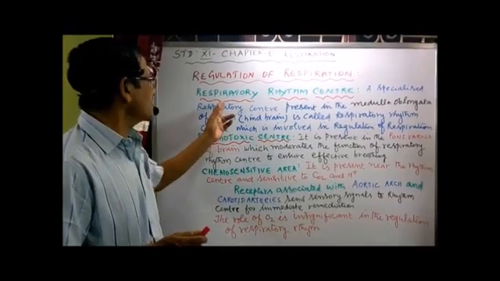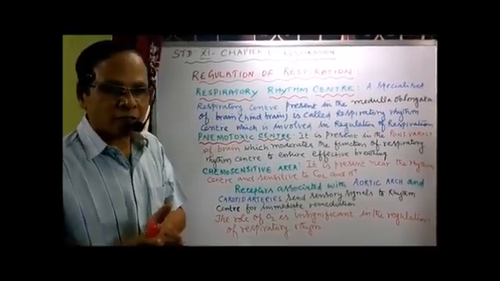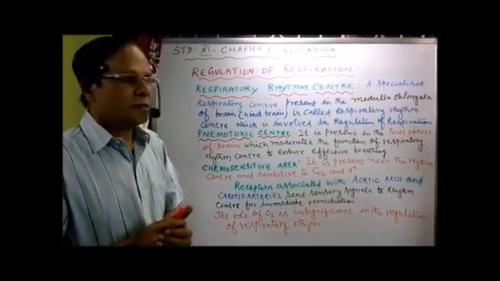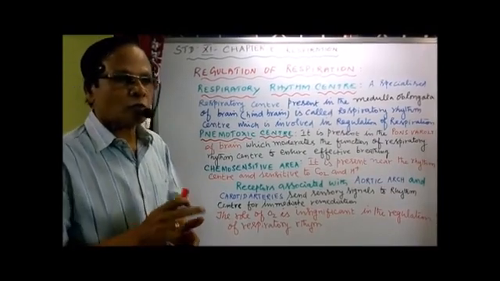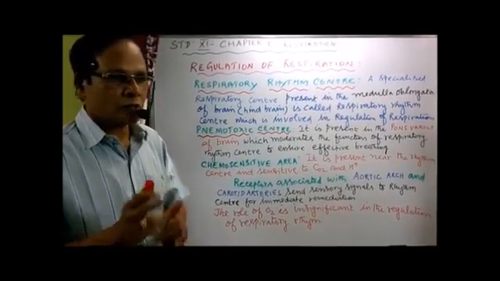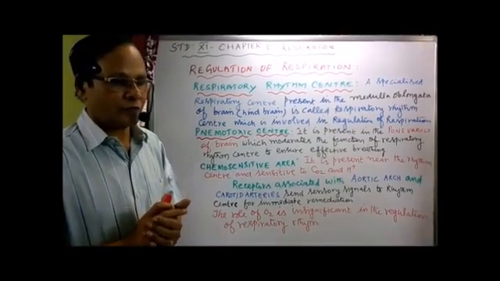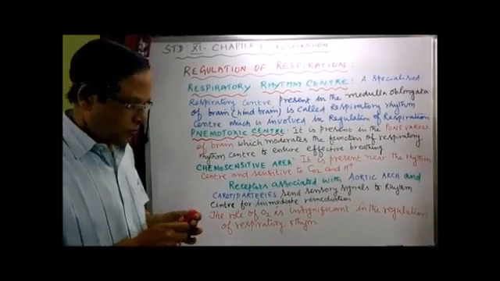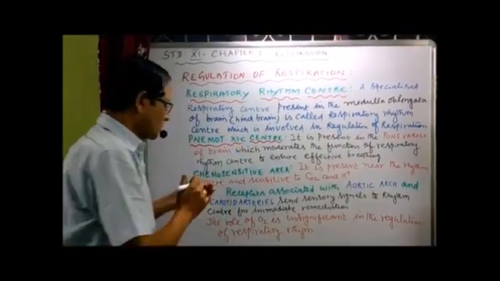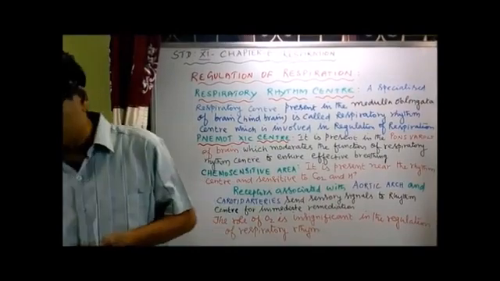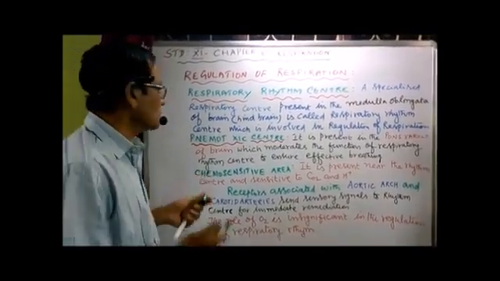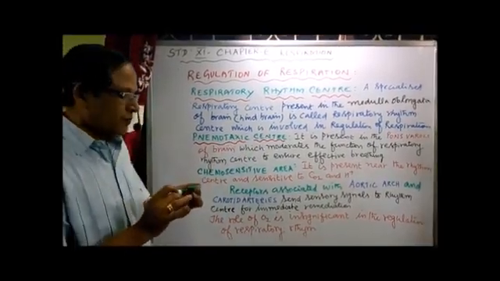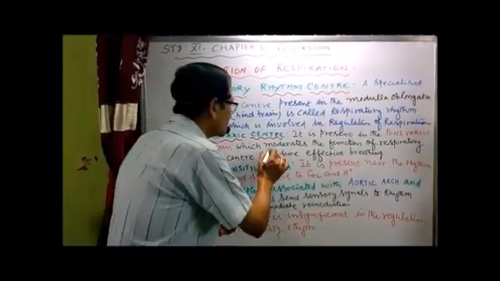Now in the respiratory rhythm center, we have an expiratory center and an inspiratory center, to control inspiration and expiration. Inspiration and expiration are modified or moderated by another center called the pneumotaxic center. Pneumotaxic center, not toxic. It is present in the pons region, the pons varolii of the brain, which moderates the function of the respiratory center.